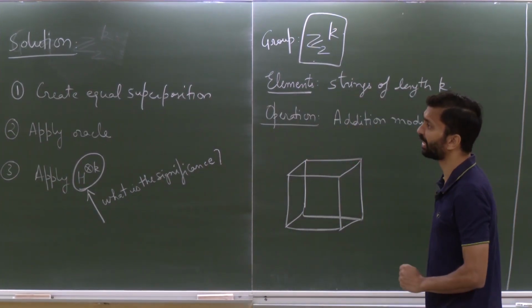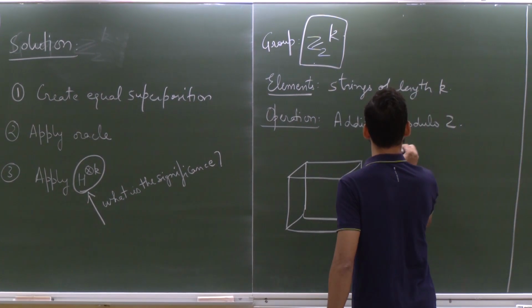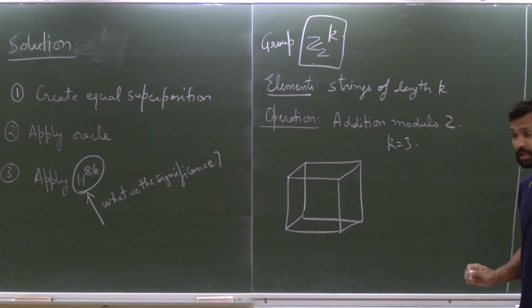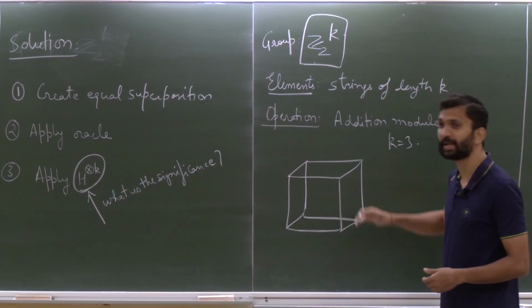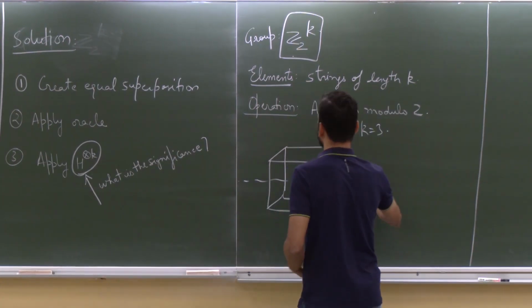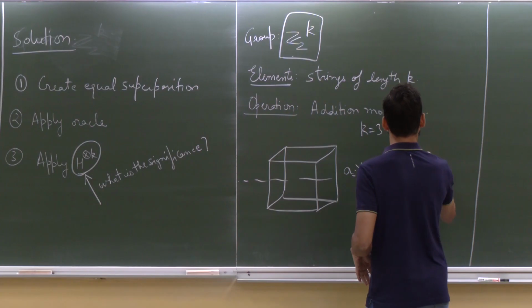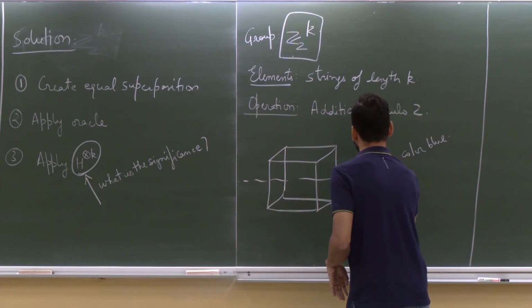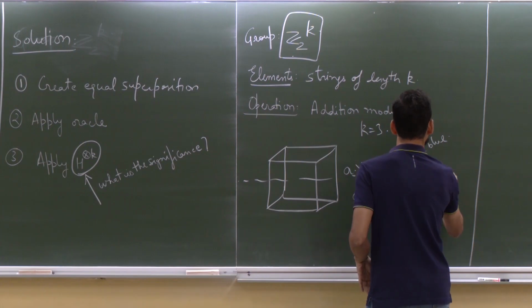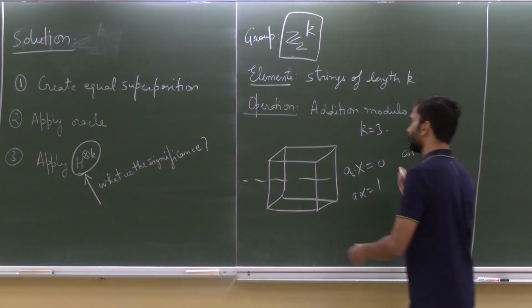In the case of Bernstein-Vazirani, I am dividing my cube. So this is when k equal to 3. Right? When k equal to 3, in case of Bernstein-Vazirani, I am dividing my cube into how many parts? 2. My function value is either 0 or 1. So I am dividing into 2 parts. Depending on a, whenever a dot x is 0, again everything is modulo 2, then I say color blue. If a dot x is 1, color red. Right? So I don't have colored chalks, but okay.